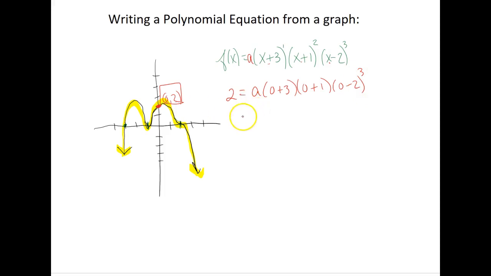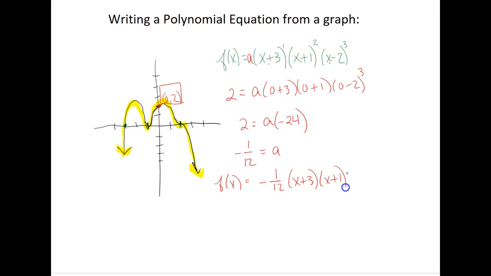So now I'm just going to do some math. 2 equals a times 3 times 1 times, actually negative 2 to the third, right? So that would be a -8 times a 3. I'm getting a -24 here. Then if you want to solve for a, you could just divide both sides by -24, and that would be a -1/12, wouldn't it? So the final answer in factored form would be -1/12, and then all that junk I wrote before.